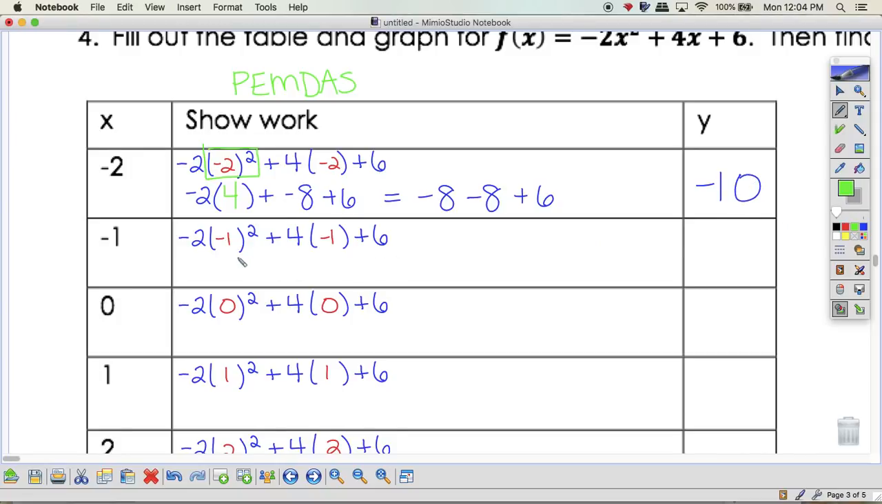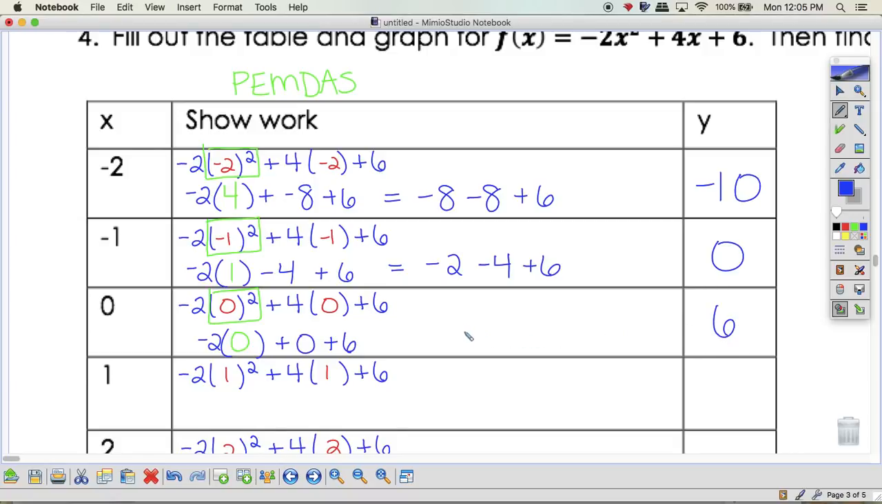So as you are figuring these out, again, it is very important that you always do the exponent first. These are always going to have a 2 exponent. Always do the exponent first. This is negative 2 minus 4 plus 6. Negative 2 minus 4, same sign, add and keep, is negative 6 plus 6 is 0. Again, exponent first, always. 0 squared. So negative 2 times 0 plus 0 plus 6, that's just going to be 6.